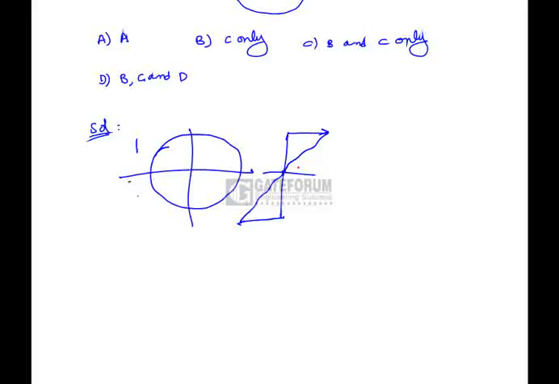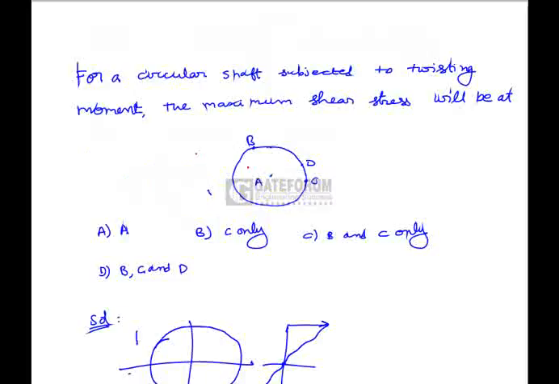So that means the maximum shear stress occurs at the surface of the shaft. So at any point on the surface, the shear stress is maximum. So in the given problem, here are the options B, C and D. These are the 3 points where the maximum shear stress is induced in the member. So here the correct option is D. D is the right answer.